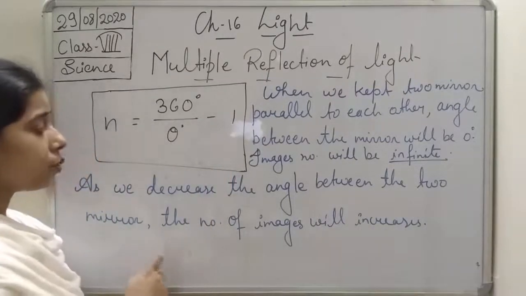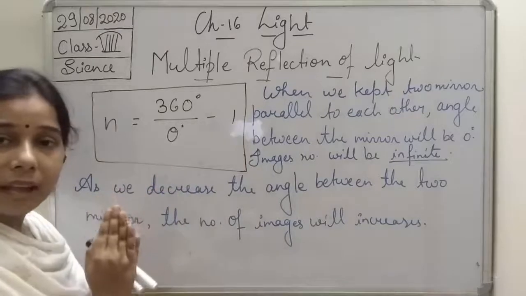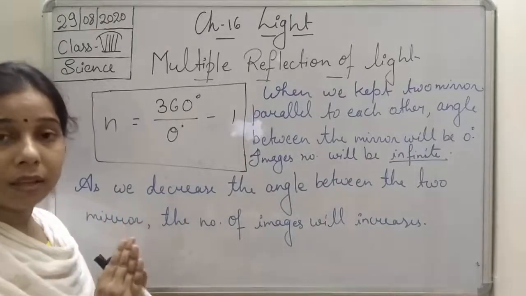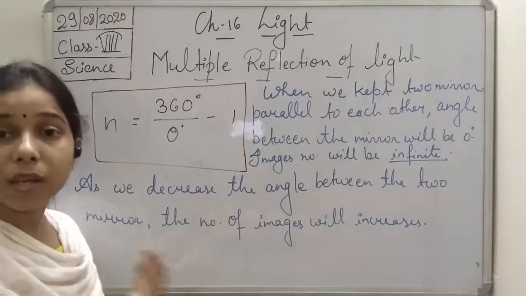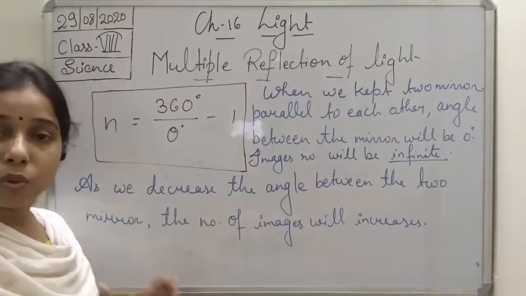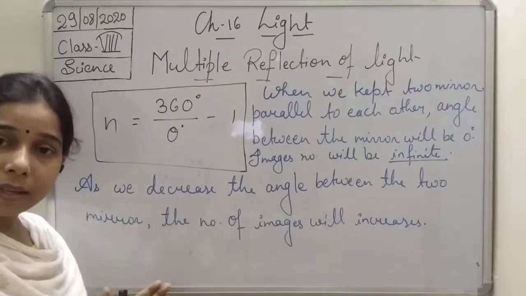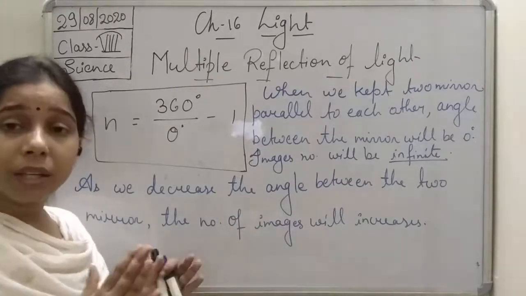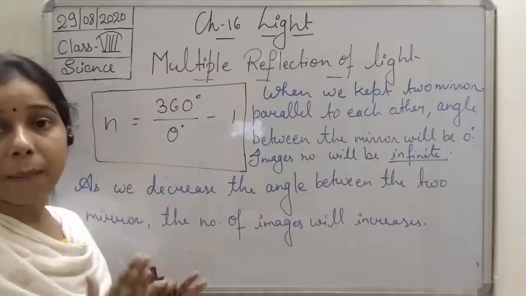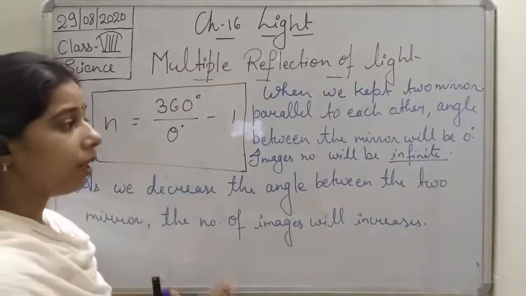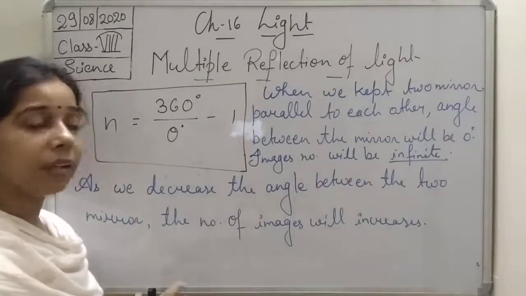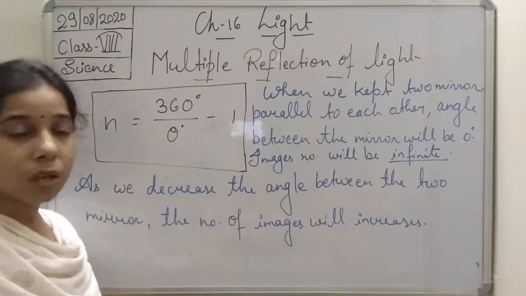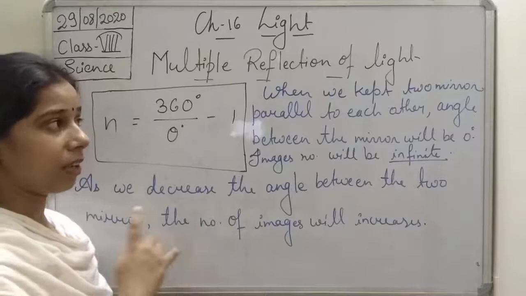Now, if you see student that as you decrease the angle between the two mirrors, then the number of images will increase or will be more. So if the angle between the two mirrors is less, the number of images will be more. And when you keep both of the mirrors parallel to each other, then what you will find? You will find that the number of images will be infinite. Okay, so this is the multiple reflection of light.